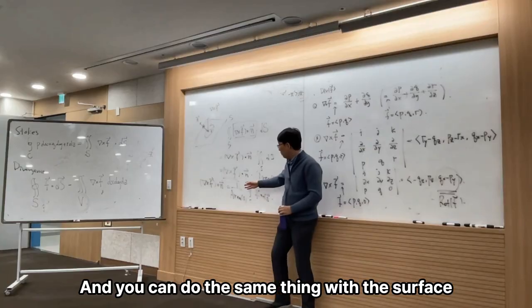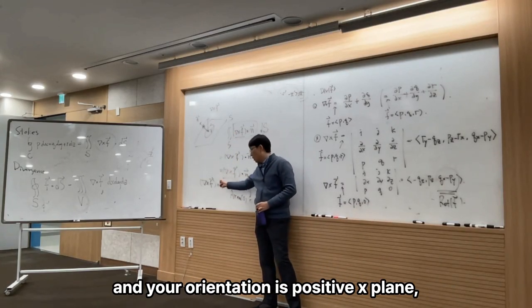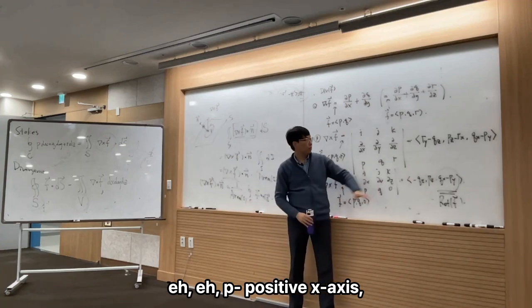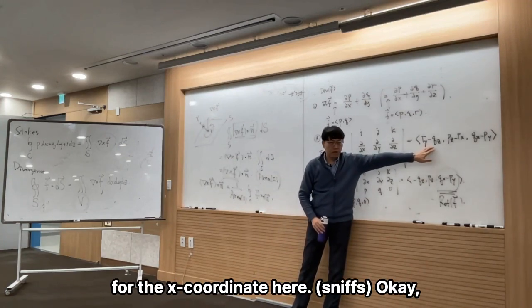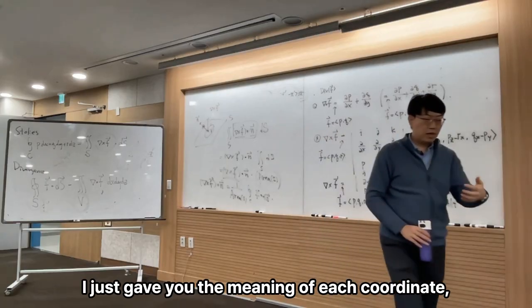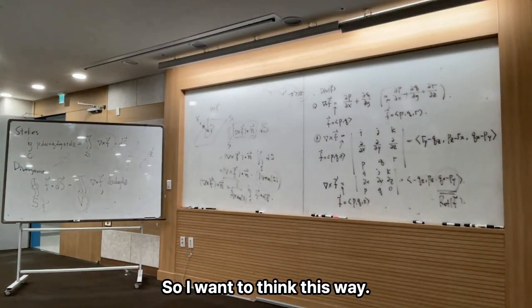And you can do the same thing with the surface which is on the zy plane, and your orientation is the positive x-axis, and then you can give a meaning for the x-coordinate here. Okay, I just gave you the meaning of each coordinate, and what does that mean? So I want to think of it this way.